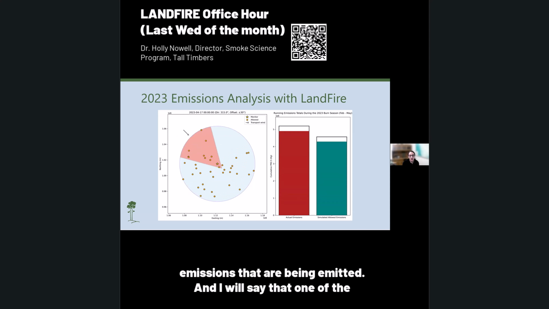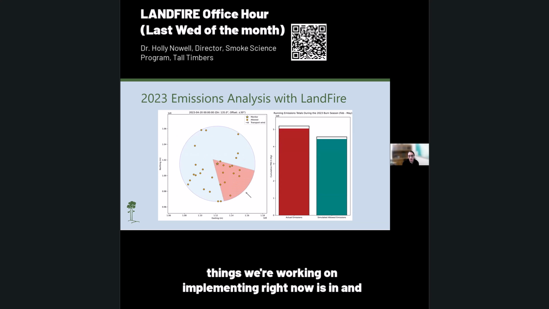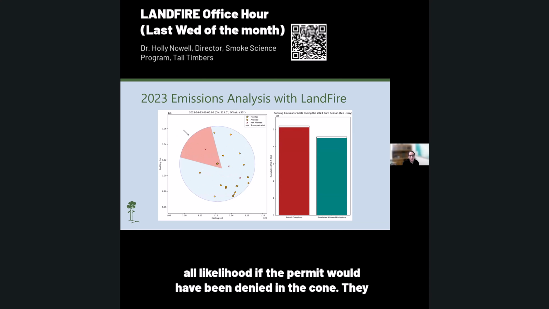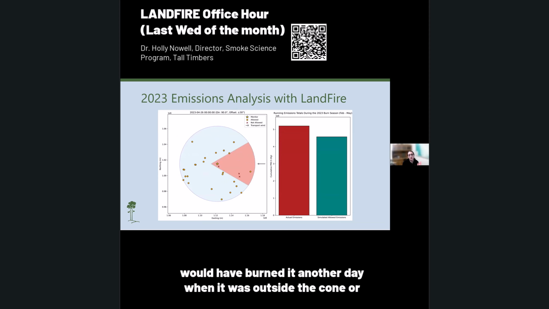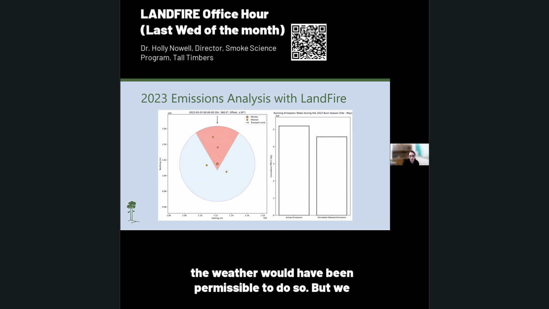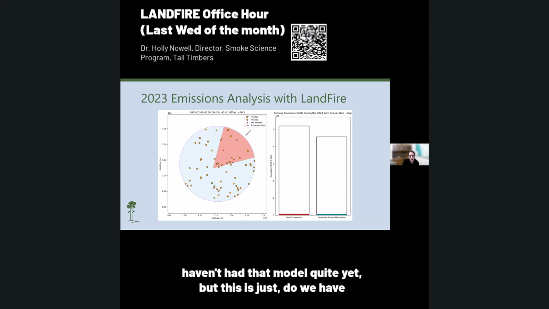And I will say that one of the things we're working on implementing right now is, in all likelihood, if a permit would have been denied in the cone, they would have burned it another day when it was outside the cone, or the weather would have been permissible to do so. But we haven't had that modeled quite yet.